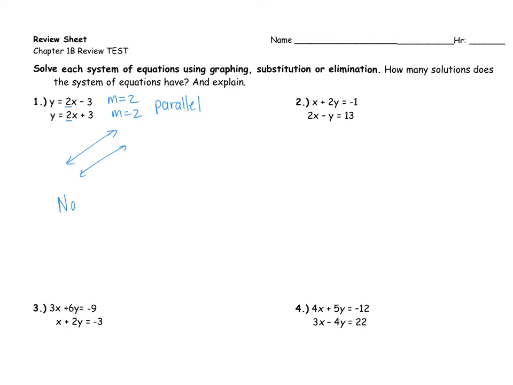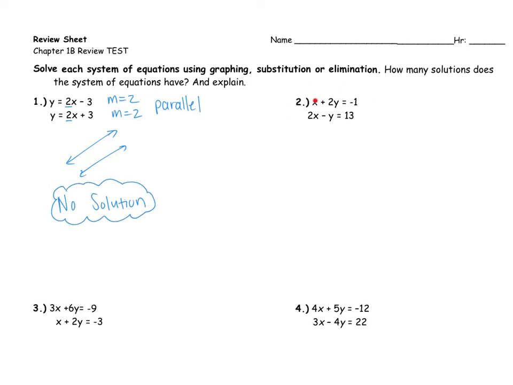So for this one here, we don't really have to solve it out, because one of the things I want you to notice is that if the slopes are the same, then these are parallel lines, and parallel lines never have solutions because there's no intersection. So in this case, this is no solution. Let's try number 2 here.